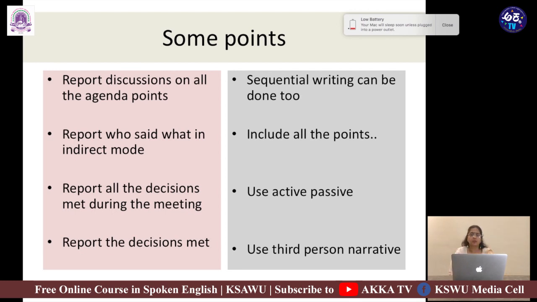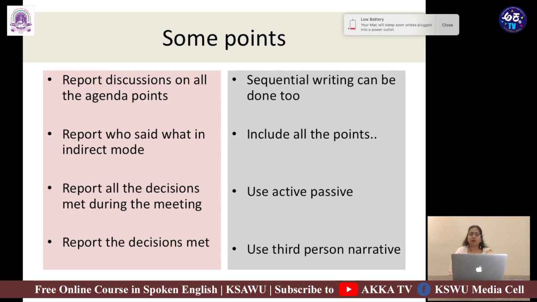Let me summarize. Active and passive usage? Yes. Direct, indirect quoting? Yes. Include all the points? Yes. If by mistake people say something wrong, someone who's drafting the report has to make it accurate. Accuracy is important. And with all this, do not forget the inverted pyramid formula and the sequential formula, 5 W's, 1 H. And last but not the least, keep it crisp, not very long, to the point.